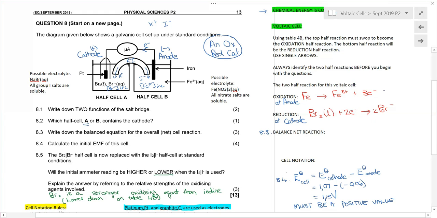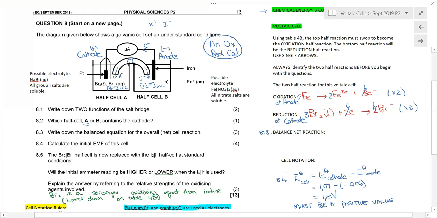Electrons always need to balance. So I would multiply this half reaction with 2 and this half reaction with 3. So you can do this in pencil in your exam, but your final answer must be in pen. So I'm just balancing my electrons quickly.